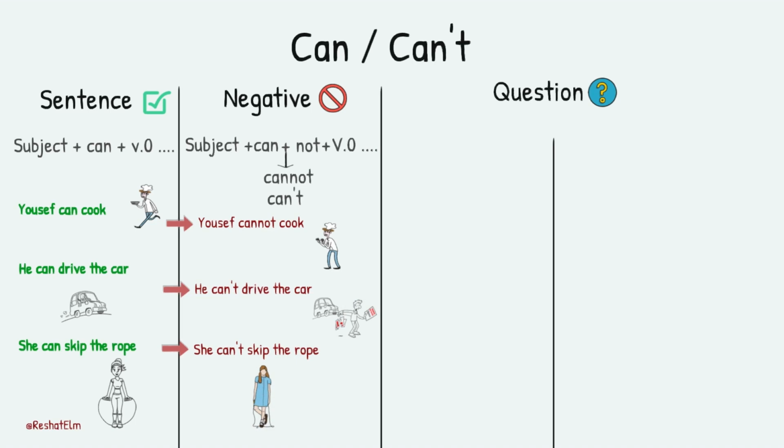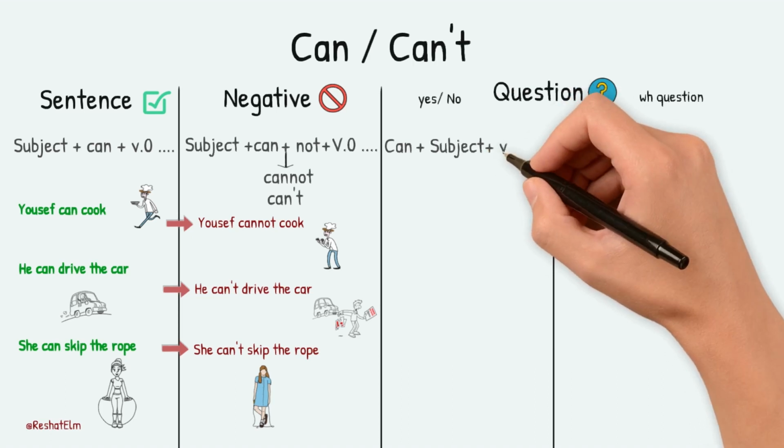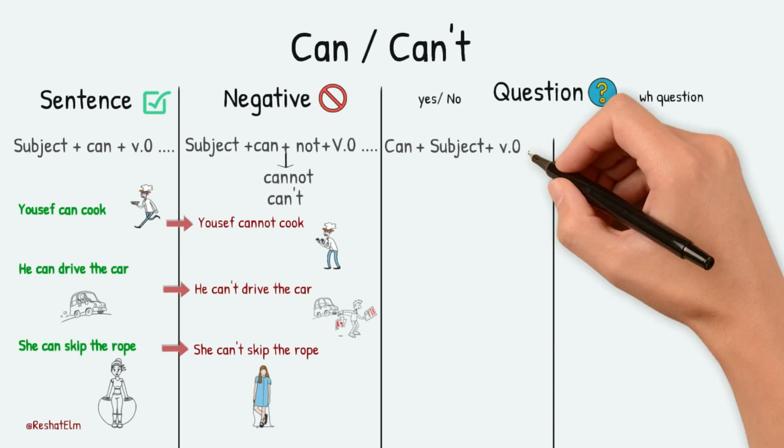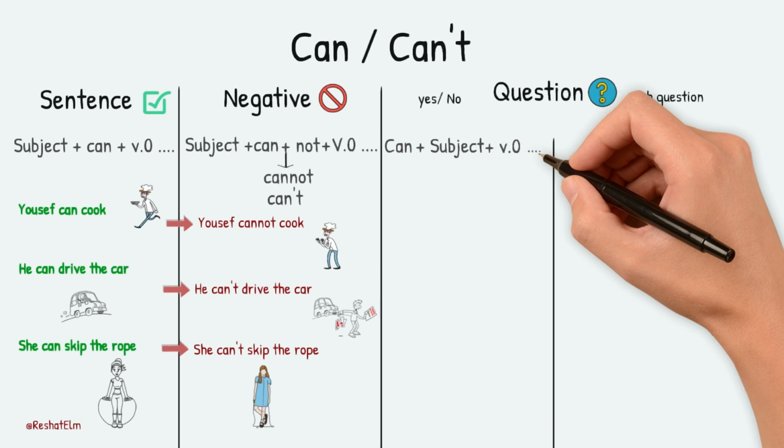Now, let's learn how to form questions using can. We have two kinds of questions, yes or no and WH question. In the question, we move can before the subject. Yes or no, we start our question with can. Can at the beginning means هل يستطيع. Can, then the subject. Subject is the person or place or thing or animal. Then verb 0. We always use verb 0 with can, and then the question mark.